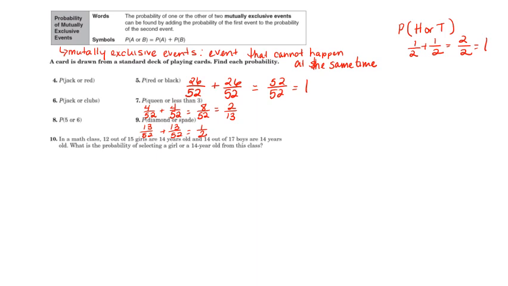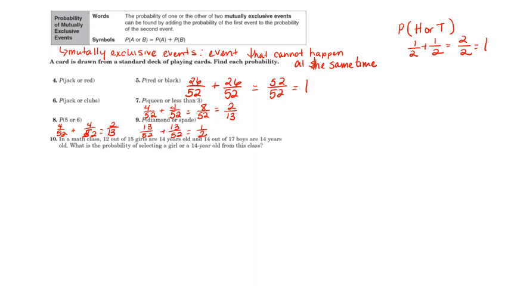Let's look at number 8. What's the probability of getting a 5 or a 6? All right, there's 4 fives, plus there's 4 sixes. And when I add those, I get 8 out of 52, or 2 out of 13.